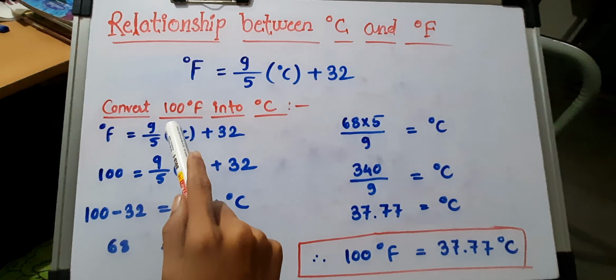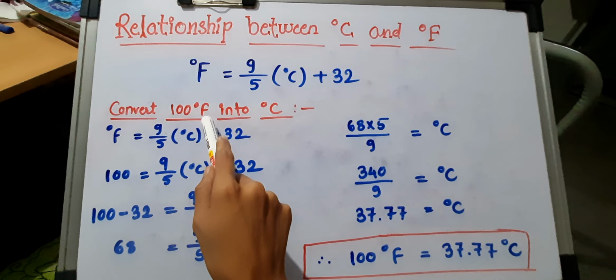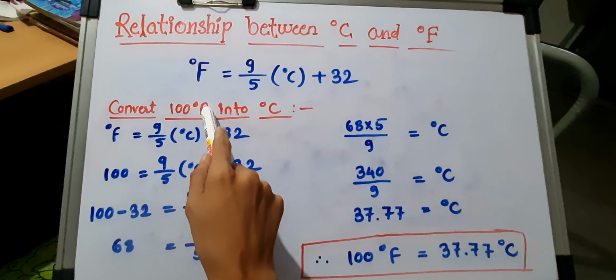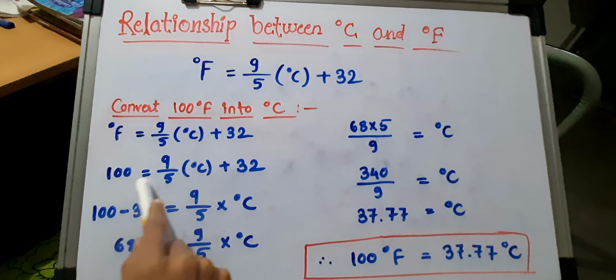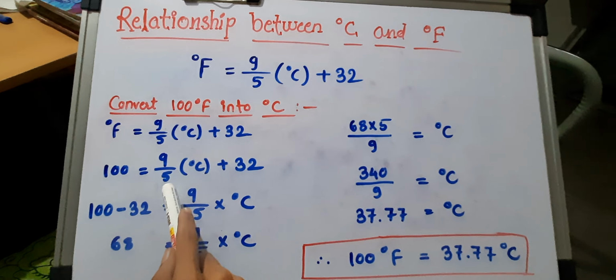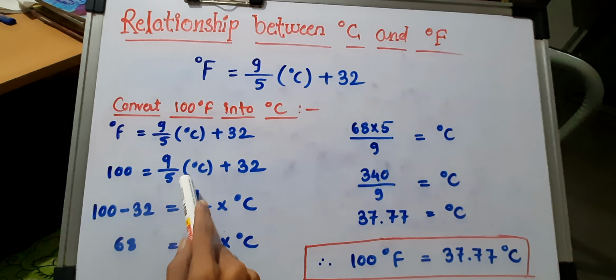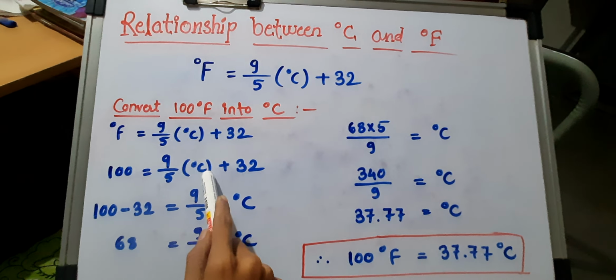So now I have to put this degree Fahrenheit value in the place of degree Fahrenheit. So degree Fahrenheit is 100, therefore 100 is equal to 9 by 5 into degree Celsius plus 32. So we have to find out this degree Celsius value.